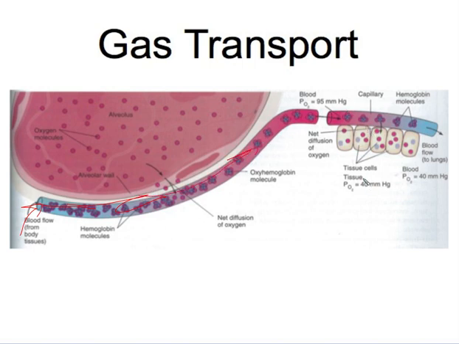When it gets to the tissues, your tissue pressure is 40 millimeters of mercury. So again, it goes from high here to low here. And then carbon dioxide would be the opposite. It would be high on this side, low in your blood, and it flips that way. So it's all based on pressure changes in your bloodstream and in the cells of your body.